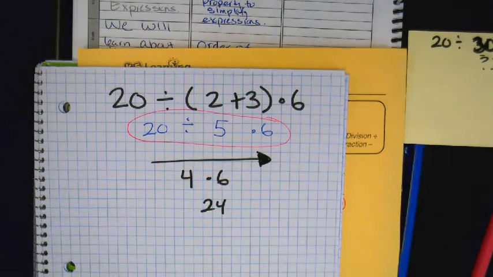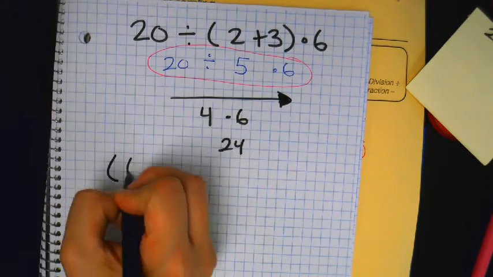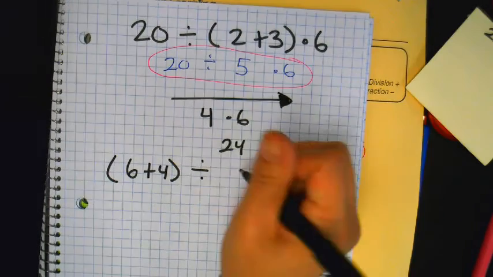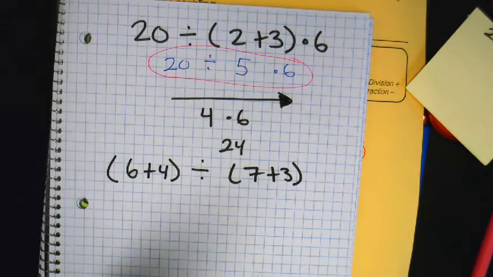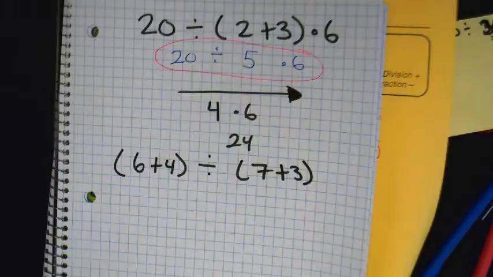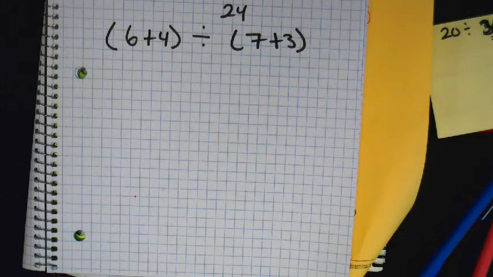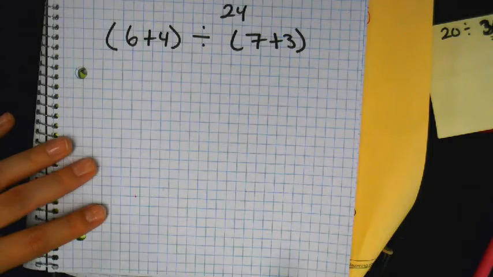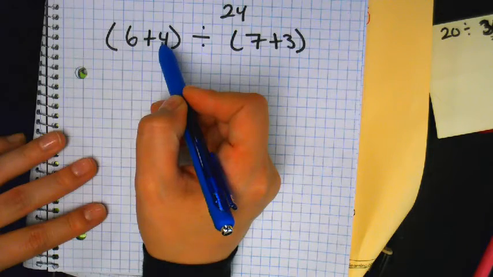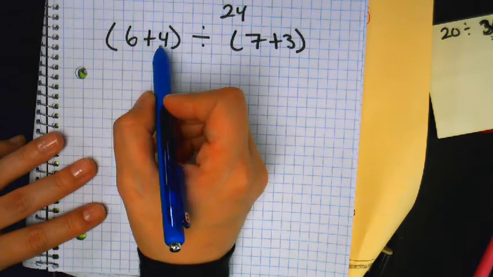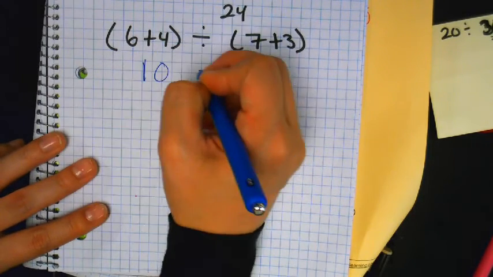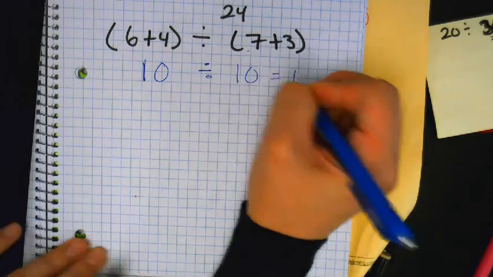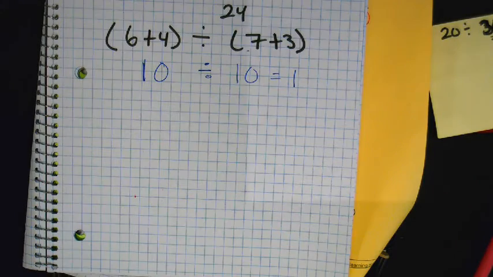All right. What if I end up with 2 parentheses? You always go starting from the left side to the right. So you have to do this parentheses. Mylin, write this down, please. 6 plus 4, 10, divided by 7 plus 3, 10, which is equal to 1.